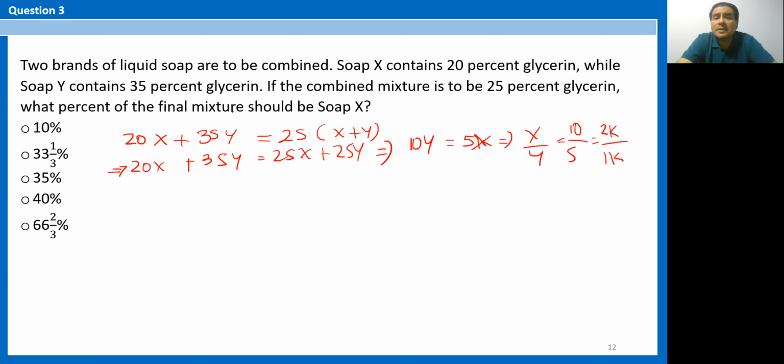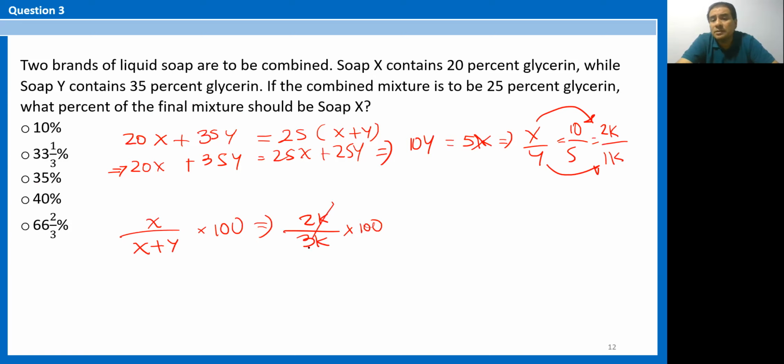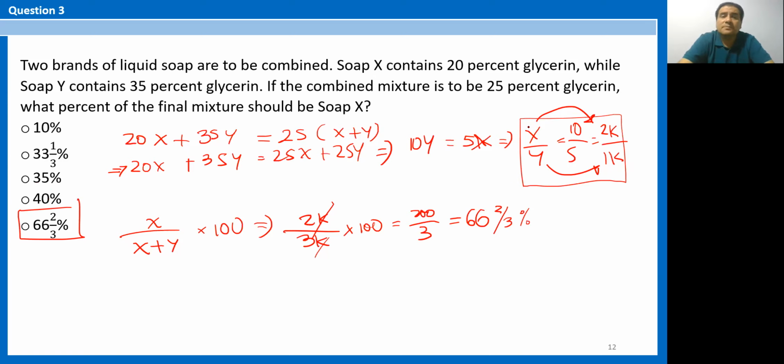So now, what percent of the final mixture should be soap X? Well, that is the volume of X divided by the mixture times 100. So if we replace the equivalences here, you have 2k over X plus Y, which would be 2k plus 1k, 3k, times 100. The k's go away, and 200 over 3 is 66 2/3%. That's answered. So it's all about finding the proportion of the two weights.